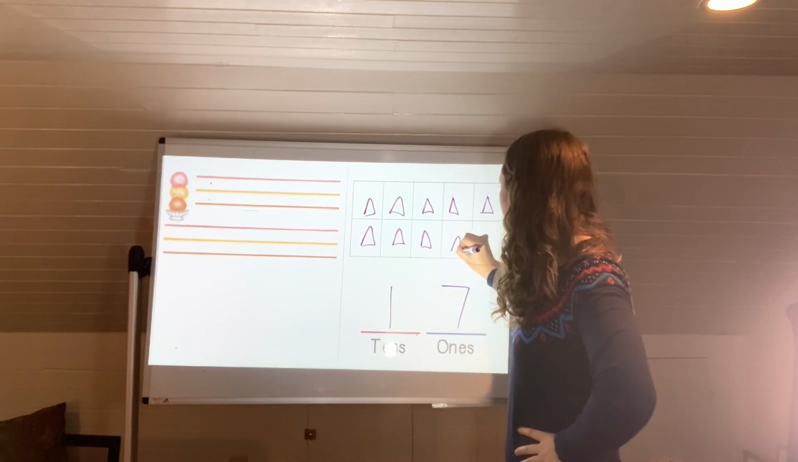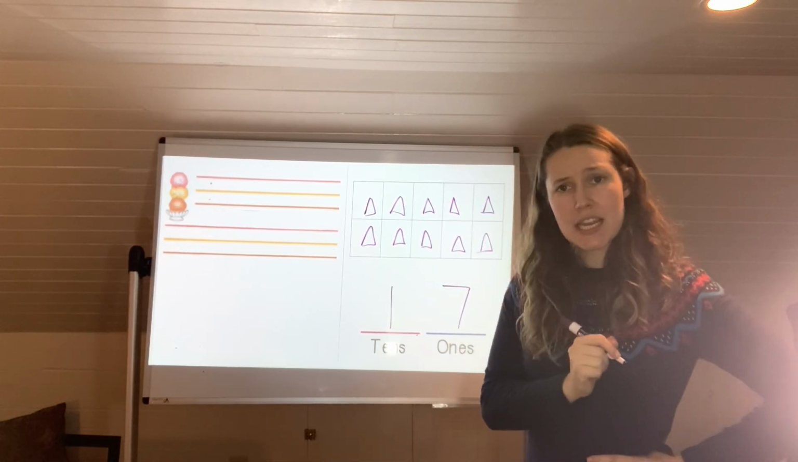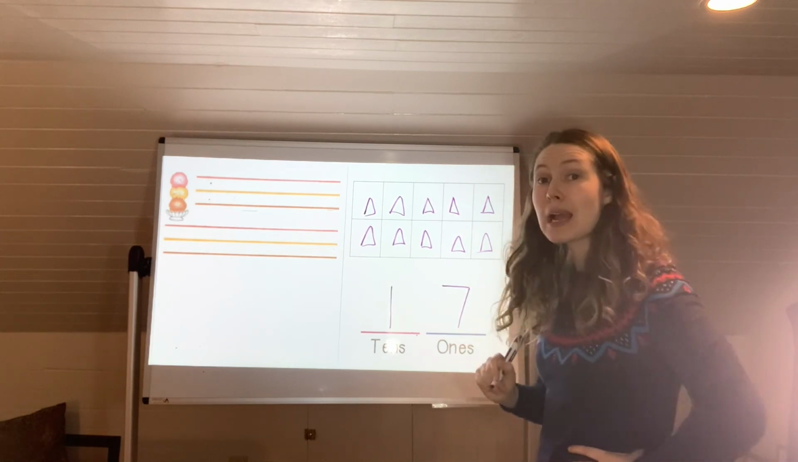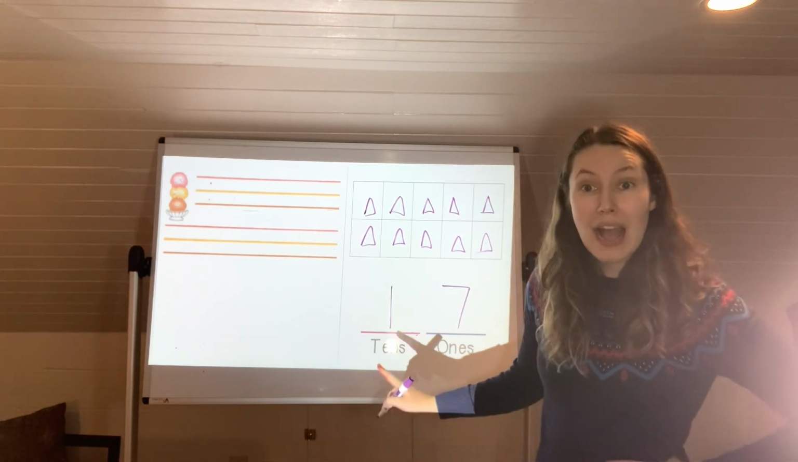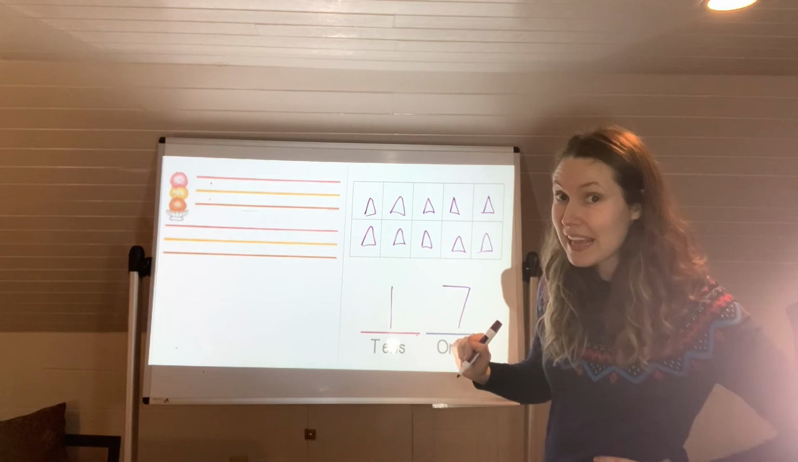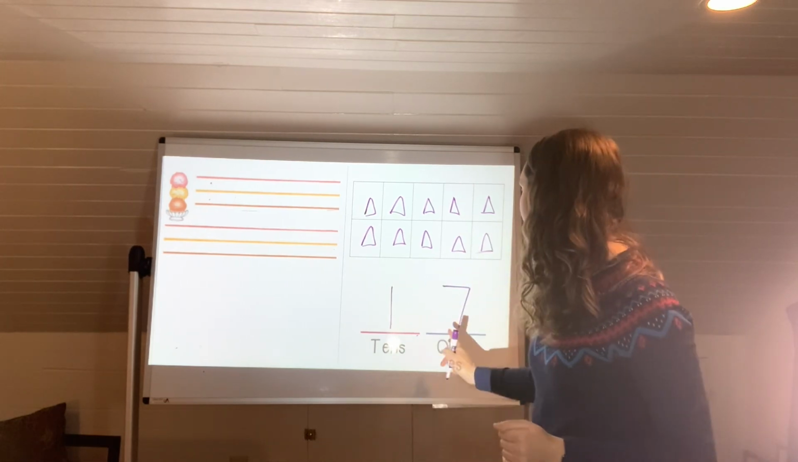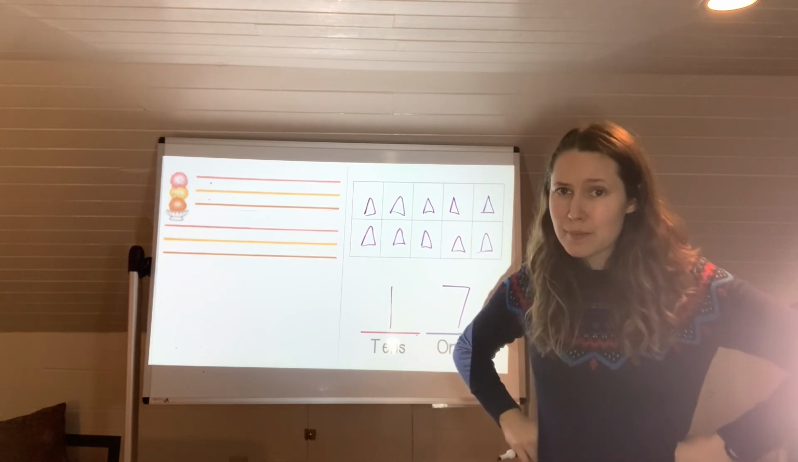And now that I have my group of 10, am I done? Not done, because I need to look at my ones place. Now I notice that in my ones place, I have a 7. I have a 7. Now that 7 tells me what?